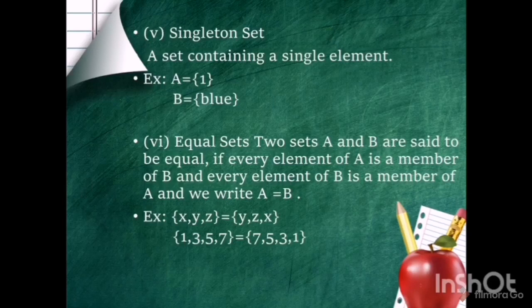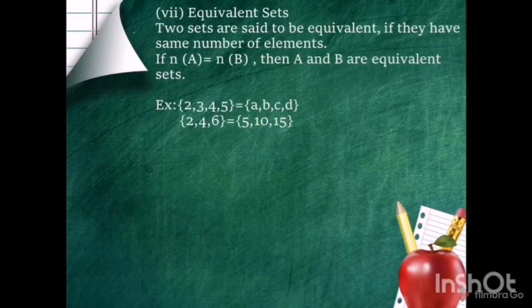Next is yung equal sets. Ito daw is yung two sets A and B are said to be equal if every element of A is a member of B and every element of B daw is a member of A. And we write A is equal to B. So, ang example natin dito is ito. {x, y, z} is equal lang siya kay {y, z, x}. Next is yung {1, 3, 5, 7} is equal lang daw siya kay {7, 5, 3, 1}. The next is the equivalent sets.